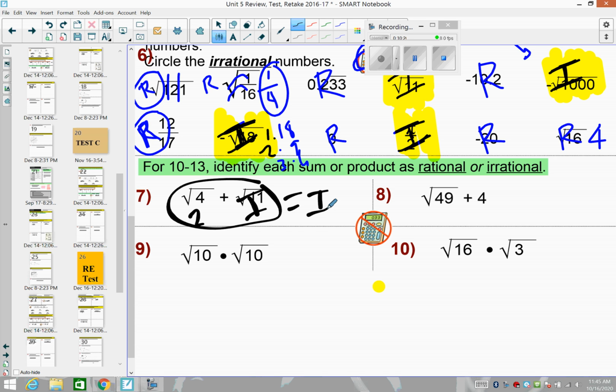Number 8. The square root of 49 is 7. That's a nice rational number. And just adding the integer of 4 is 11.